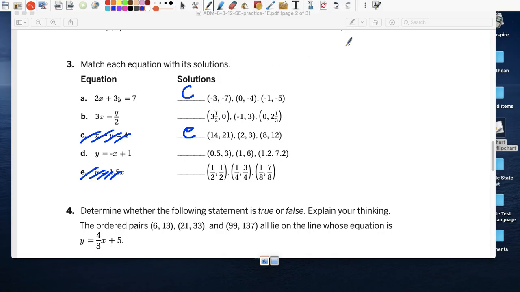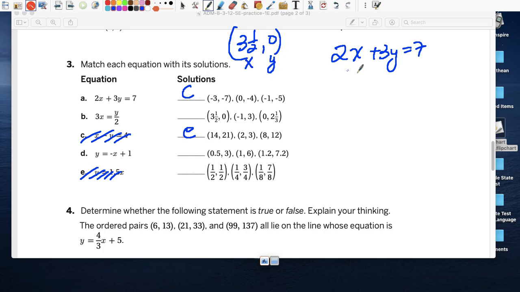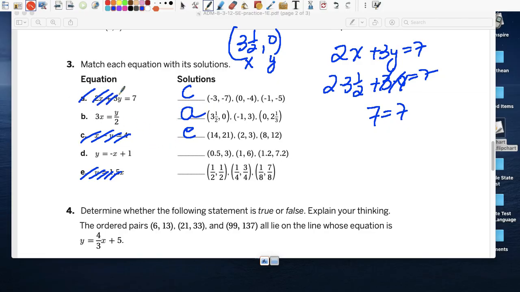Let's try equation A. 2x plus 3y equals 7. And I'm going to try the point 3.5, 0. So this is my x value, my y value. 3.5, so 2 times 3.5 plus 3, and the y value is 0, equals 7. That seems to be true because 3 times 0 is 0, so that goes away. And what's 2 times 3.5? Equals 7. So this point satisfied this equation just fine. That's gone.